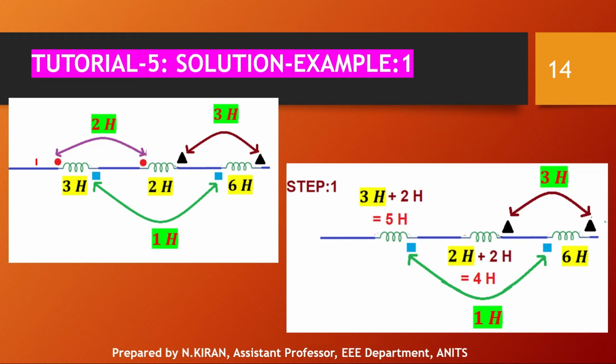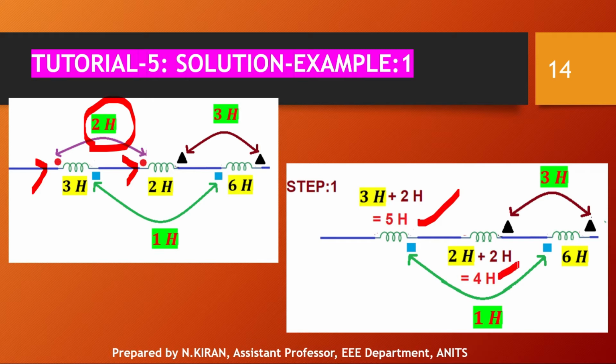So here, if I consider first two coils, here current is entering at the first coil, it is also entering at the dotted end of the second coil. So it is exhibiting series aiding. So I'll add the value of M to first coil as well as second coil, which will give me 5 Henry and 4 Henry.